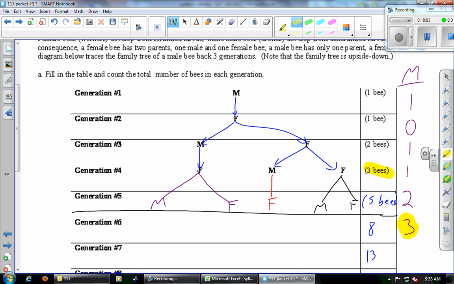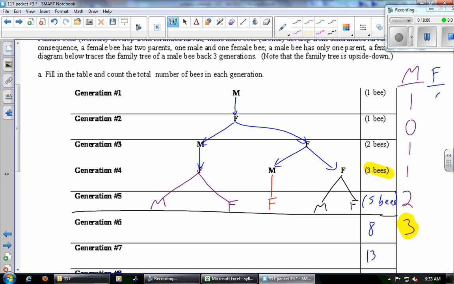And if we play the same game over here, but with female bees, then we start with 0, 1, 1, 2. Nope. Try again. 0, 1, 1, 2, 3. And so I could highlight, for example, here in blue. At this stage, we have two female bees.